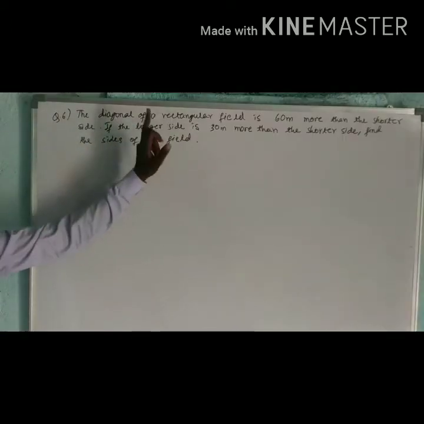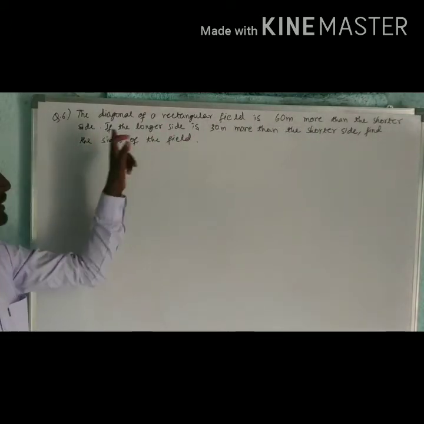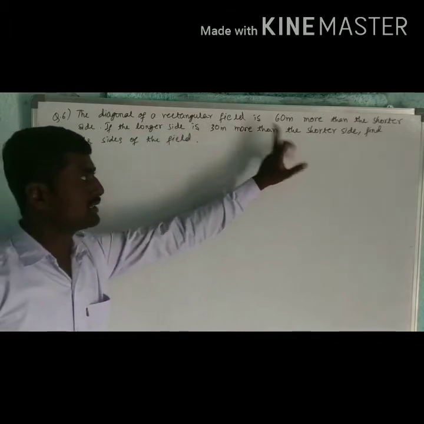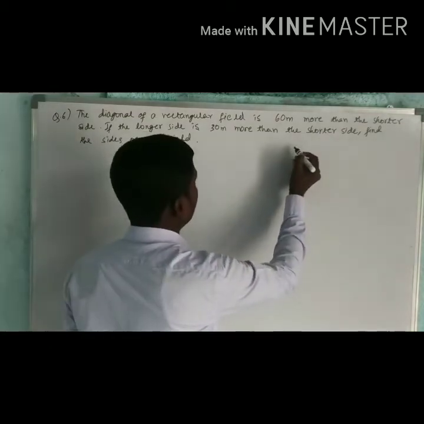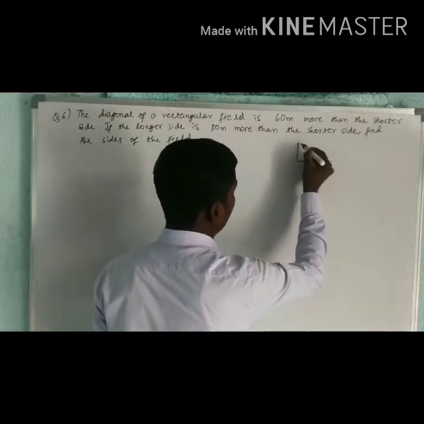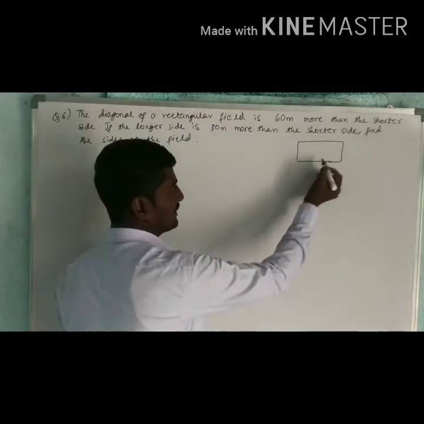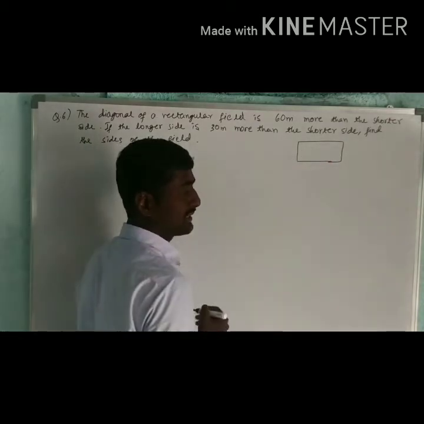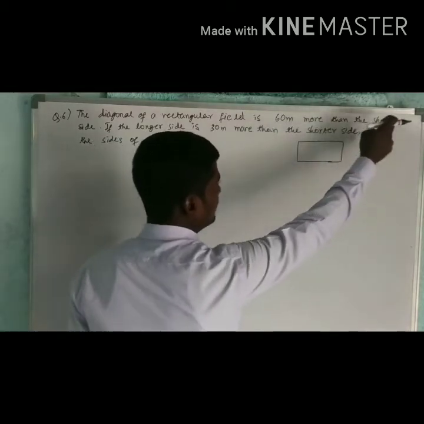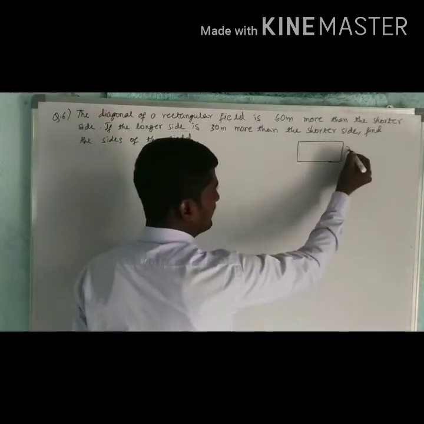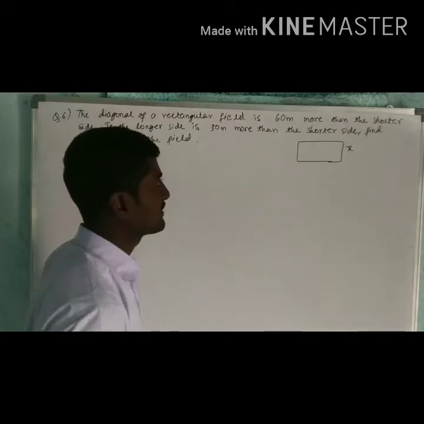The diagonal of a rectangular field is 60 meter more than the shorter side. If the longer side is 30 meter more than the shorter side, find the sides of the field. So now here the field is in the form of a rectangle. Now this is the shorter side and this is the longer side. What is given? The diagonal of a rectangular field is 60 meter more than the shorter side. Now we'll take the shorter side as x. So this will be x. Both shorter sides are x.